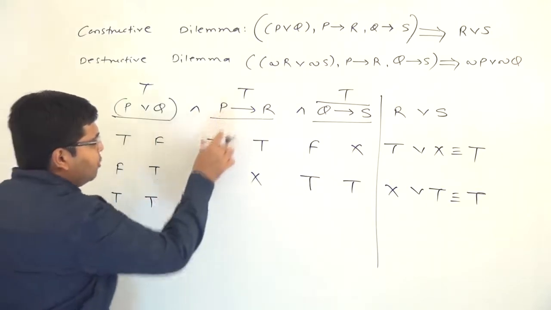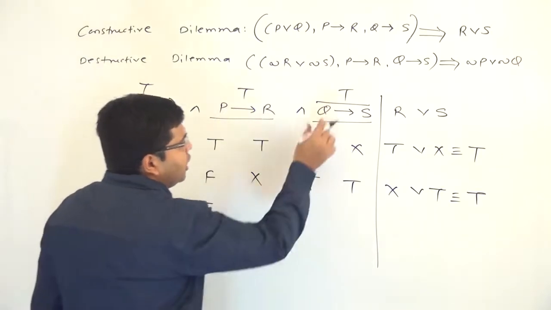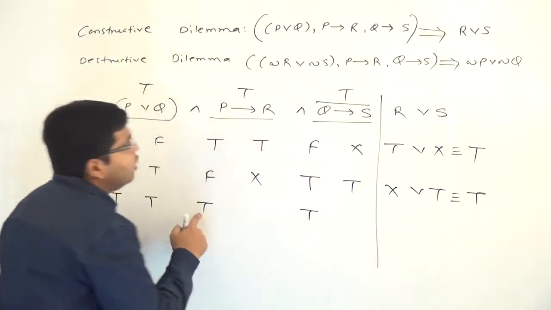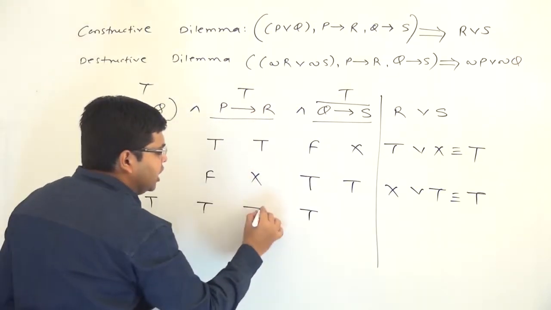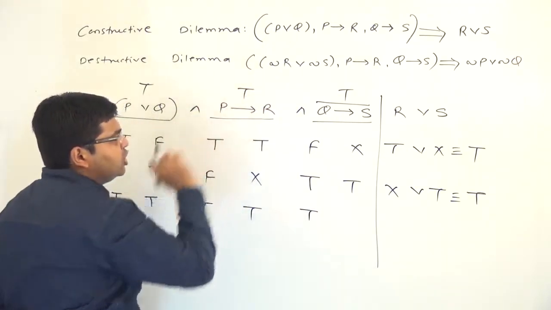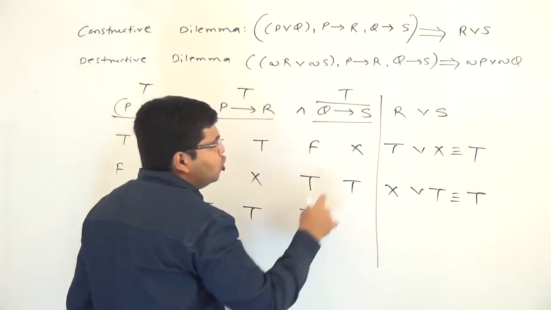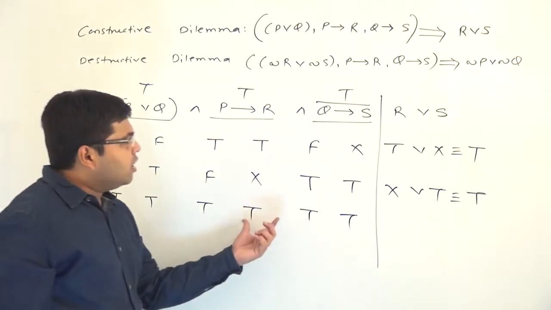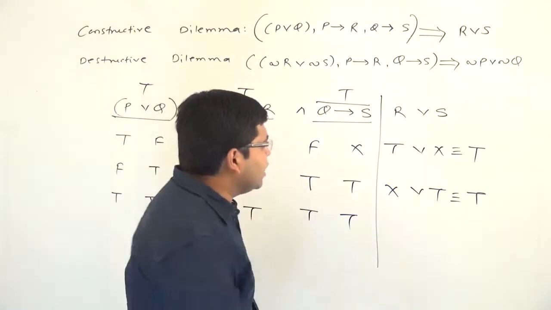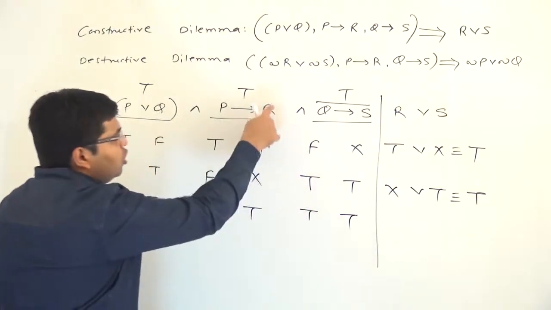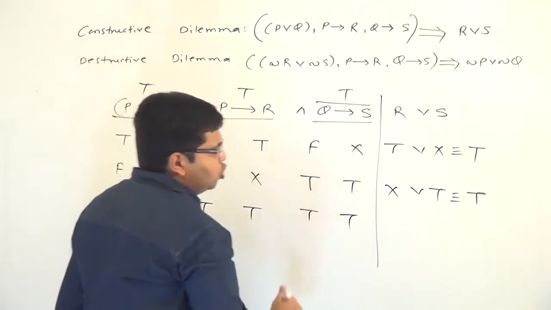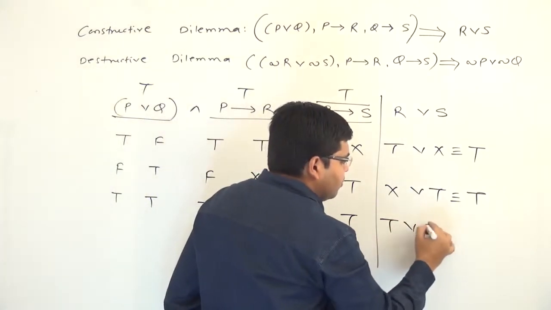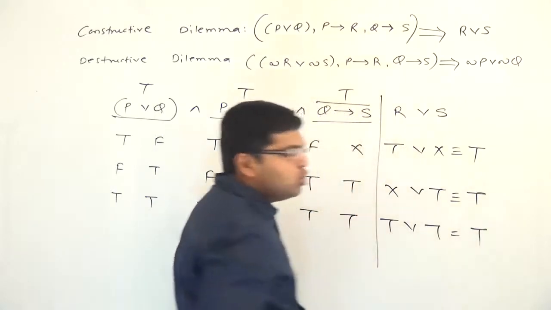Similarly in the last case, P is true and Q is also true. Now when P is true, R must be true, so that this implication is true, and when Q is true, S must be true. Again here if you evaluate the right hand side, it will be R or S, true or true, which comes out to be equal to true.